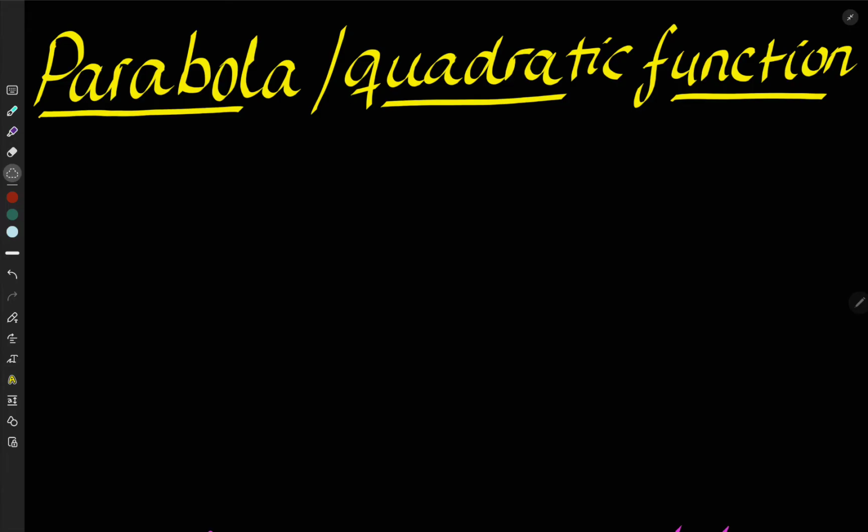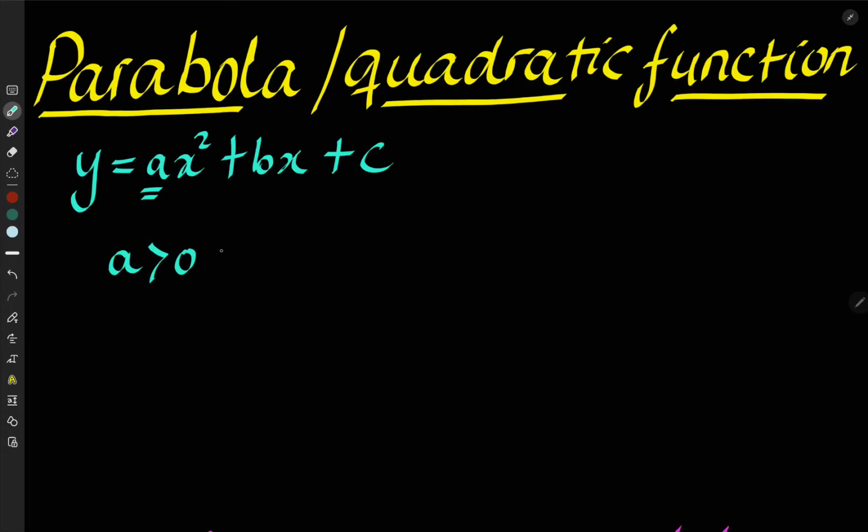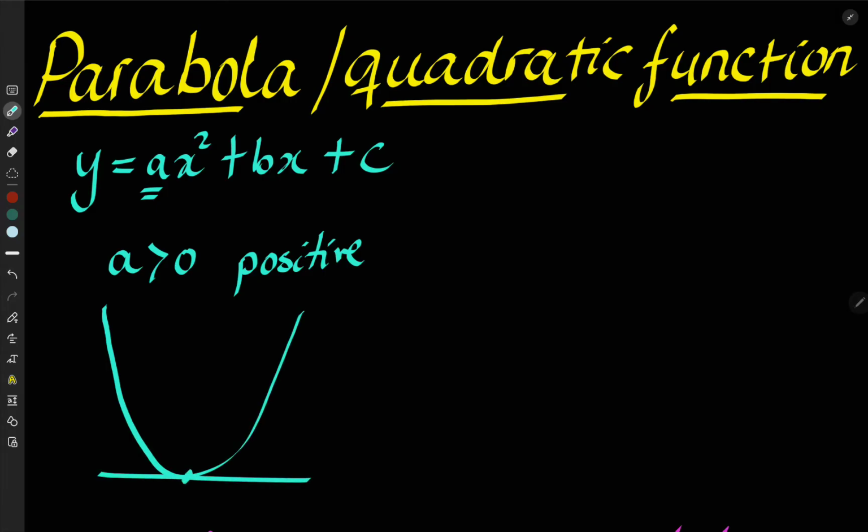As you know, the quadratic function has a general equation: y is equal to ax squared plus bx plus c. Now, if a in the parabola equation is greater than 0, it simply means that it is a positive number, like 1, 2, 3. So if a is positive, you should expect automatically a graph that has a minimum point.